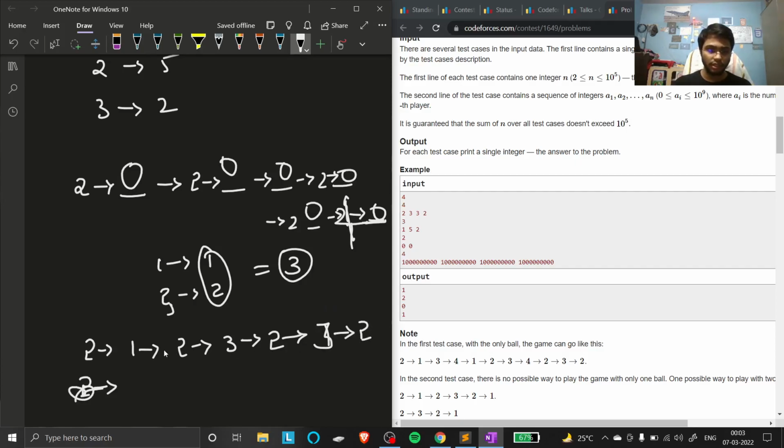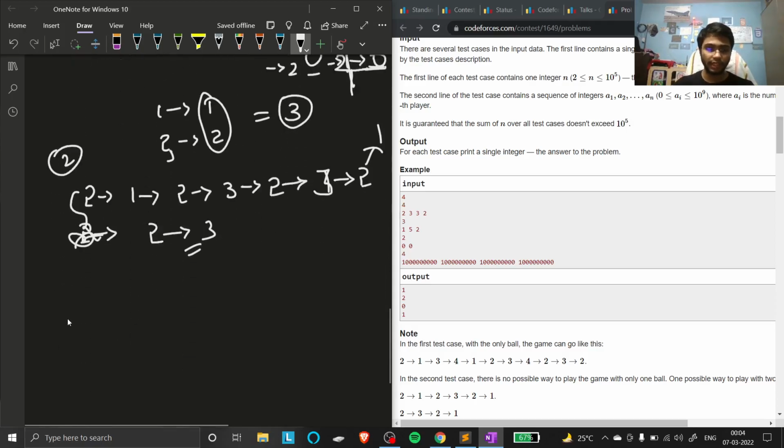Fine. And how many occurrences? One time, two time, three time, and two would again pass to one. So four times, two had it. So two is left with one more. So he would pass again to three. Okay, three or one, anyone he can. So after that, how many balls does he require? Two balls.